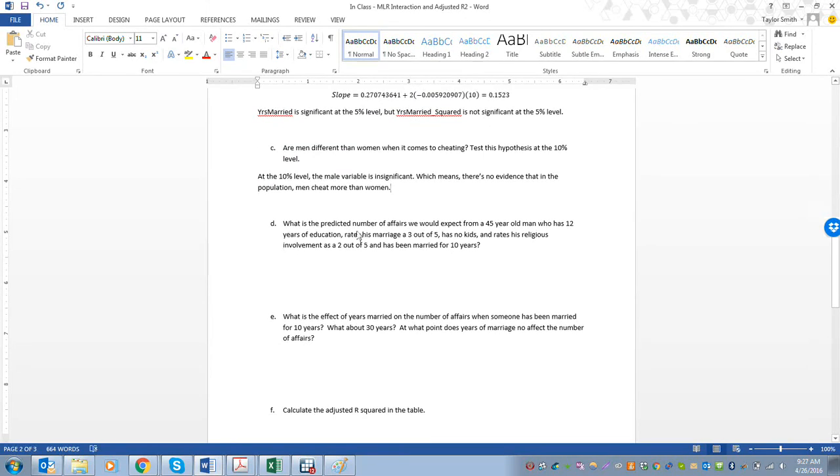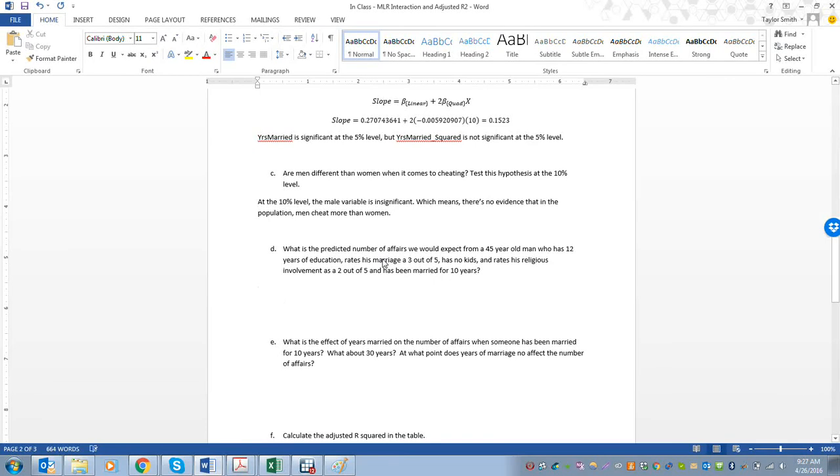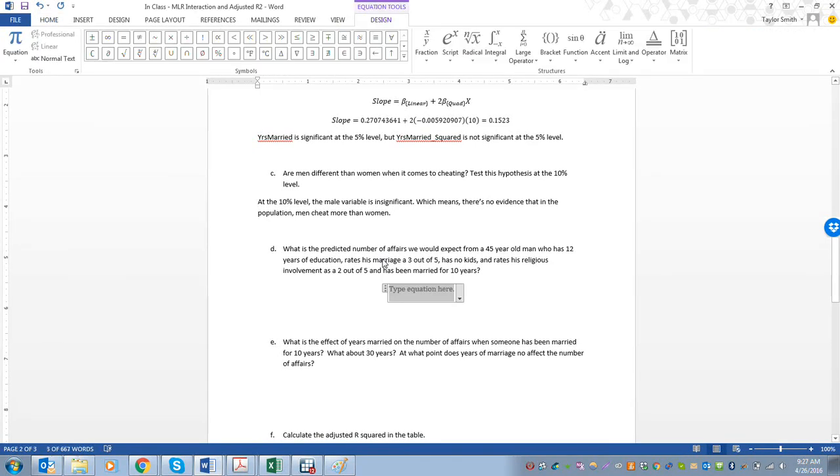Part D. What is the predicted number of affairs we would expect from a 45-year-old man who has 12 years education, rates his marriage a 3 out of 5, has no kids, and rates his religious involvement as a 2 out of 5, and has been married for 10 years? So basically, this is going to be our y hat. Okay, so let me start an equation here.